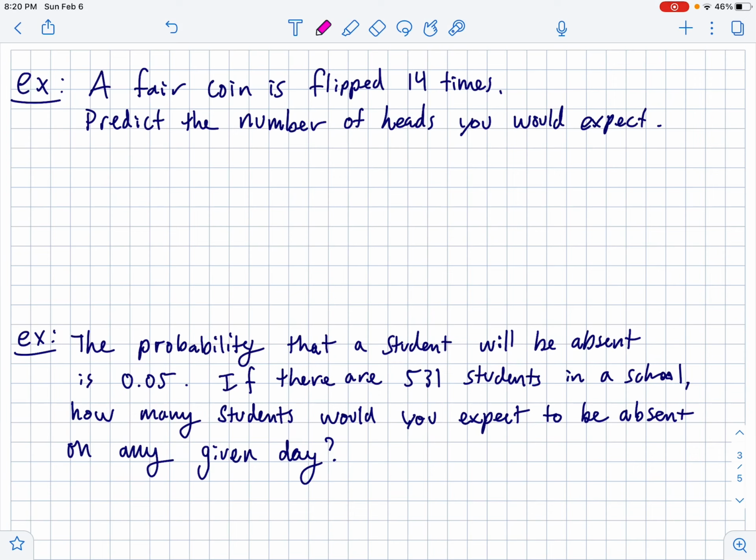Couple more examples for you guys. A fair coin is flipped 14 times. So a fair coin has a heads and a tails side, and it's a 50% chance you get one of those, or it's a 0.5 probability that you get a heads, or a 0.5 probability that you get a tails. So if we're going 14 times, predict the number of heads you would expect. This would be just taking 14 and multiplying it by a half. So this is the probability of getting heads. So, if it's a fair coin and you flip 14 times, that means we would expect that you get about 7 heads.